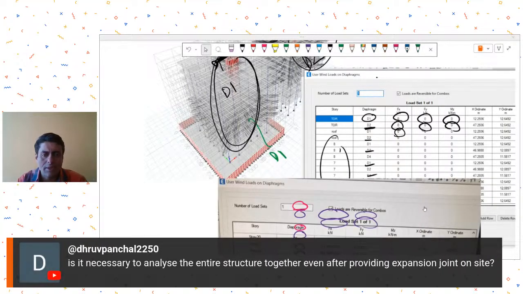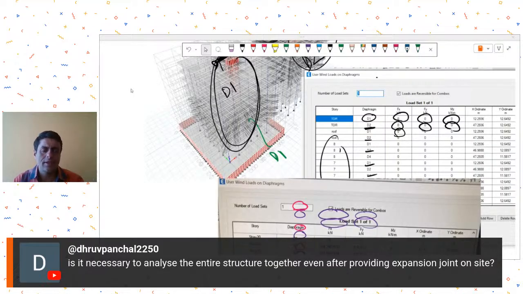Mr. Dhruv Panchal is adding a related question. Is it necessary to analyze the entire structure together even after providing an expansion joint on site? No, if you have provided an expansion joint, then it will not be necessary to model this together in entirety, because you have already provided the expansion joint.